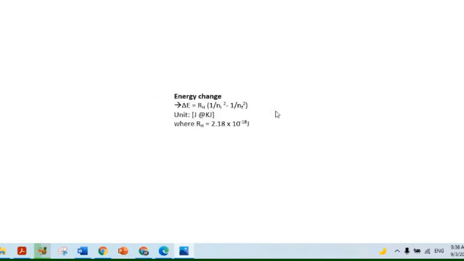n is 1, 2, 3, 4 until infinity. So negative RH. There is a negative RH, times 1 over n squared. RH is the Rydberg constant, 2.18 times 10 to the power of negative 18 joule. Another one is the energy change, delta E. So here the special one is 1 over n initial squared minus 1 over n final squared. Again, the Rydberg constant is the same.